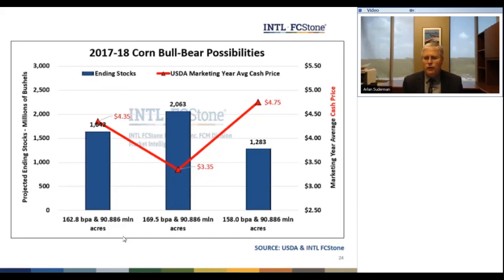On the other hand, if we drop that yield to 158, which seems a long ways away now after this crop report, still possible, not likely. If it's likely, it'd be in the left-hand column. But that would be just below 1.3 billion bushels and argue for a marketing year average cash price of $475 per bushel. So obviously, based on this, it's my sense this would suggest that the market is underpriced if, in fact, we're right on the yield, but that's the big discussion.